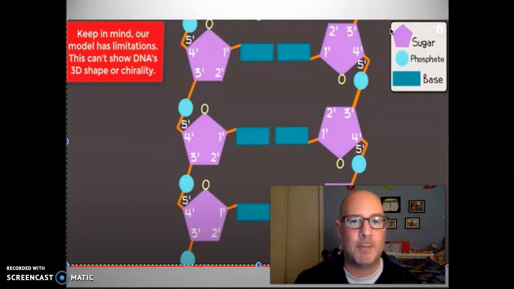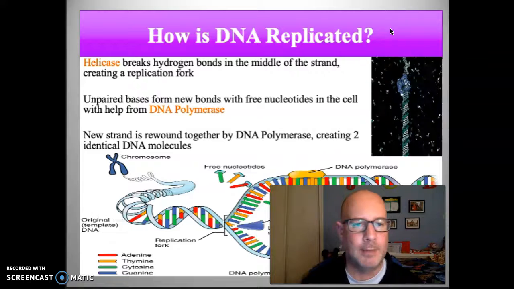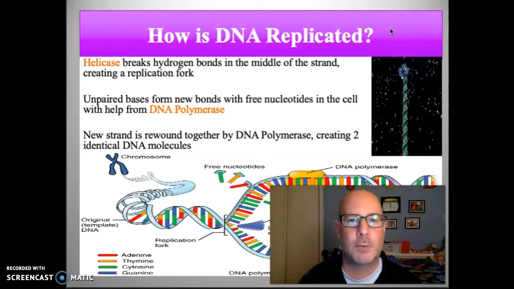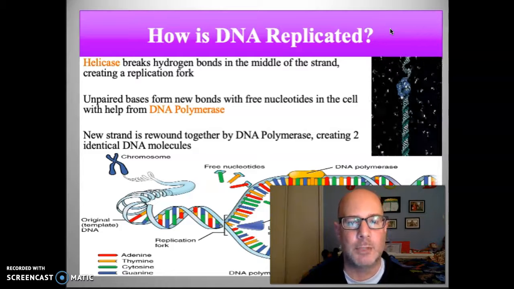or 5 prime to 3 prime position. What do I mean by that? Well, let's look at the process. Okay, the first thing that's going to happen is helicase is going to unzip the DNA strand. Okay, it breaks those hydrogen bonds.